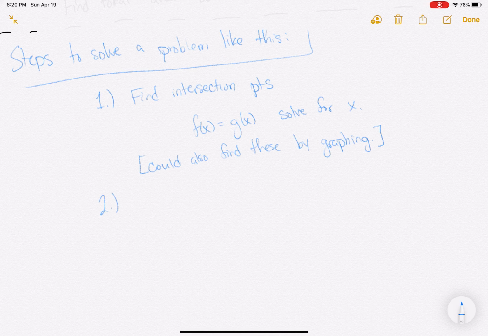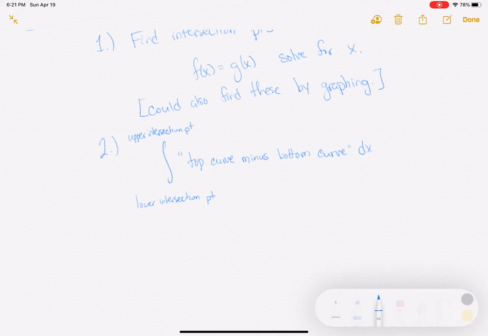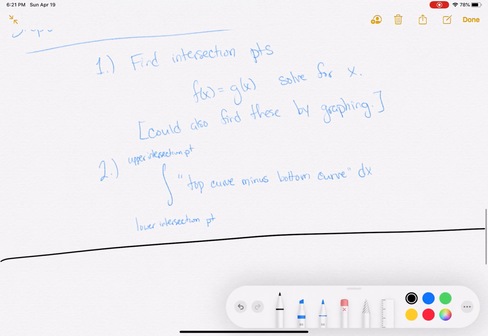And then step 2, we're just going to integrate from the lower intersection point to the upper intersection point. And then this is the special part, right? This is top curve minus bottom curve dx. Should feel very familiar since we just did this a week ago. Top curve minus bottom curve dx.